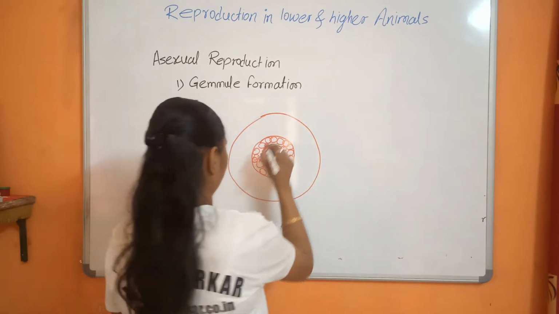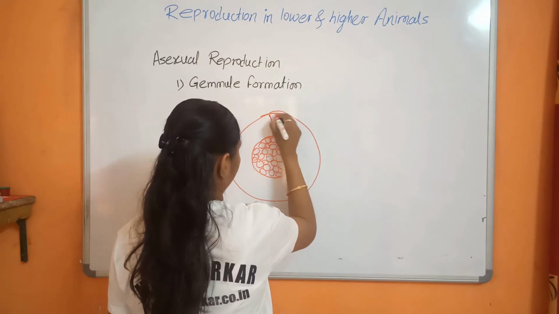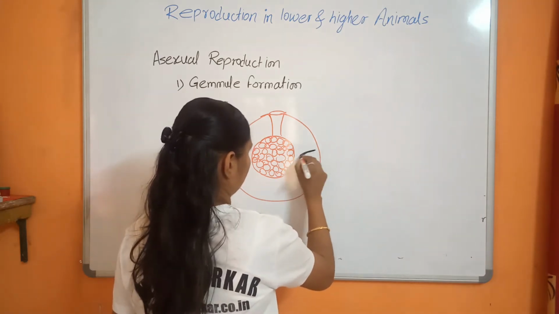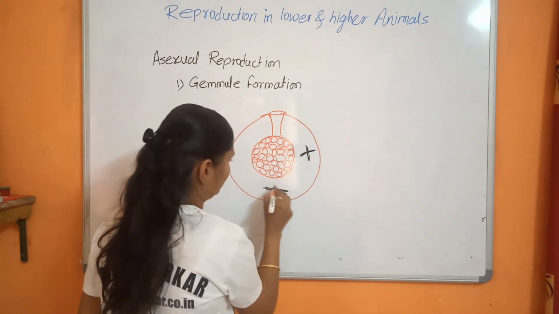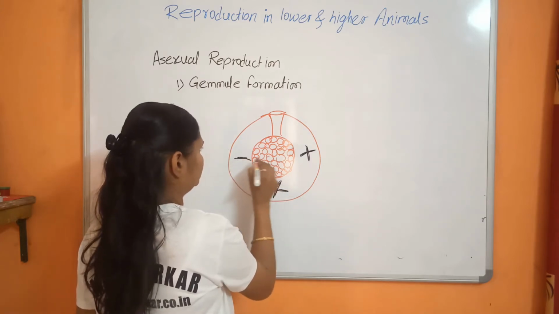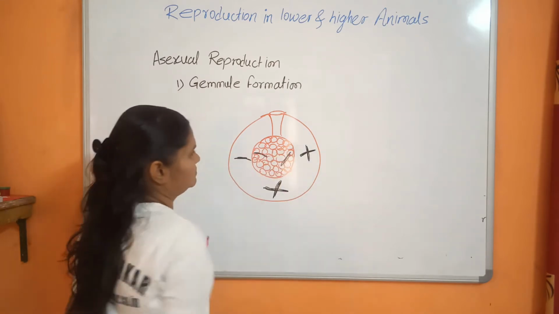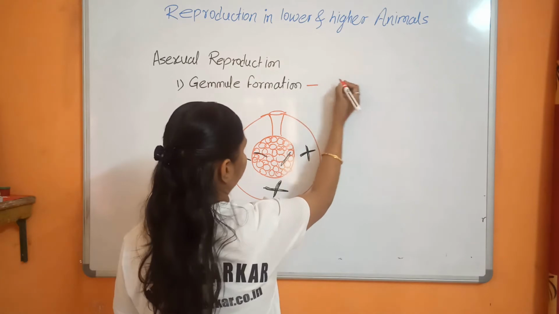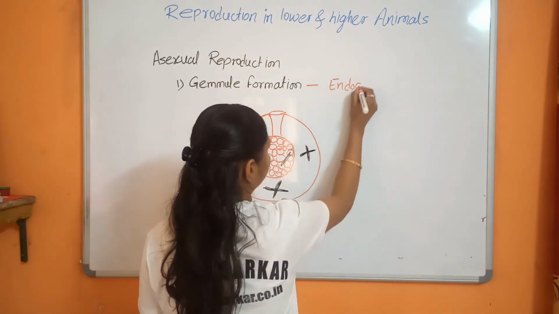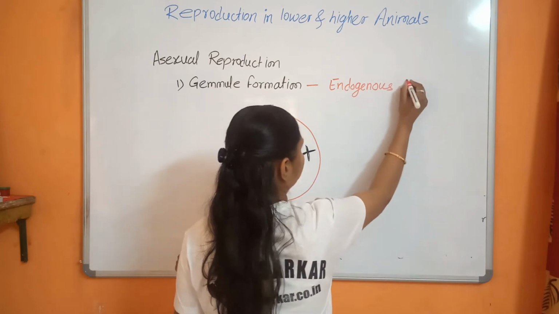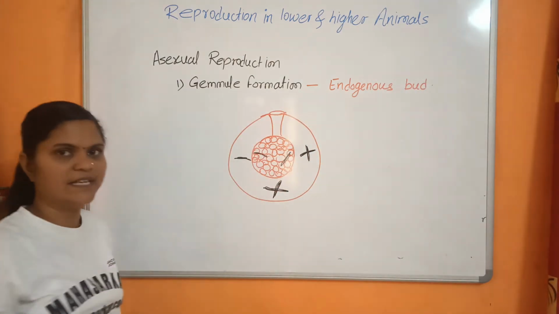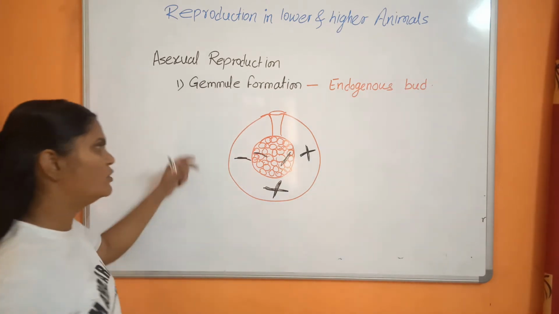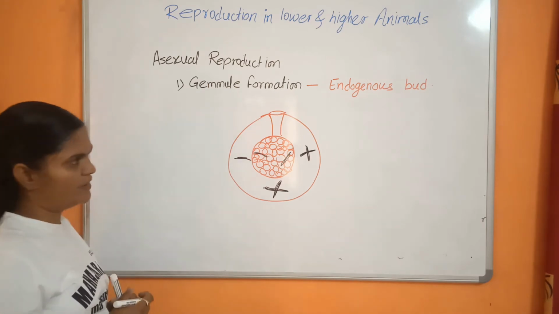Such a structure is given in your textbook. So what is a gemmule? Gemmule is an endogenous bud. Gemmules are produced in sponges, that is, in case of poriferans. Gemmules are produced to overcome unfavorable conditions.